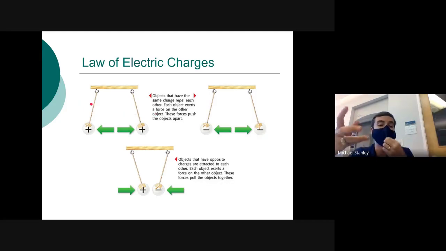So if you have two balls on a string or balloons on a string, if both of your balloons are positive, they're naturally going to remain apart from each other and be pushed away from each other. Same thing if both of your balloons are negative. On the flip side, if you have a positive balloon and a negative balloon and you hang them from strings, they're naturally going to pull together and want to be close to each other. Opposite charges attract, like charges or same charges repel, push each other away.